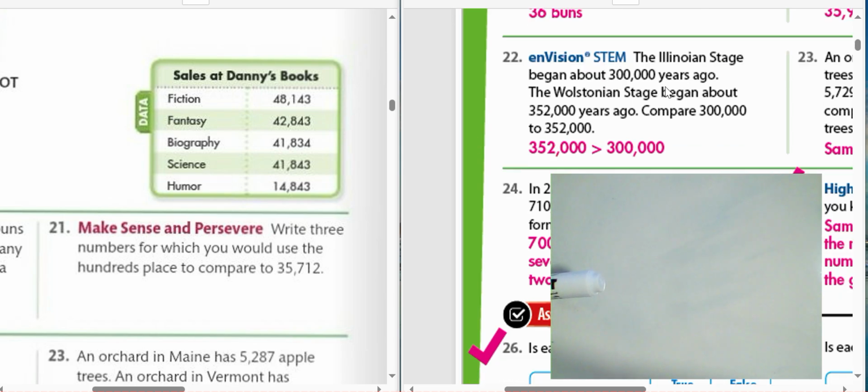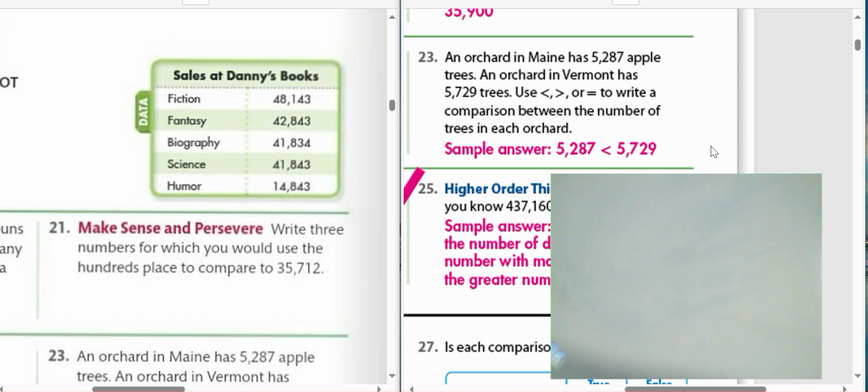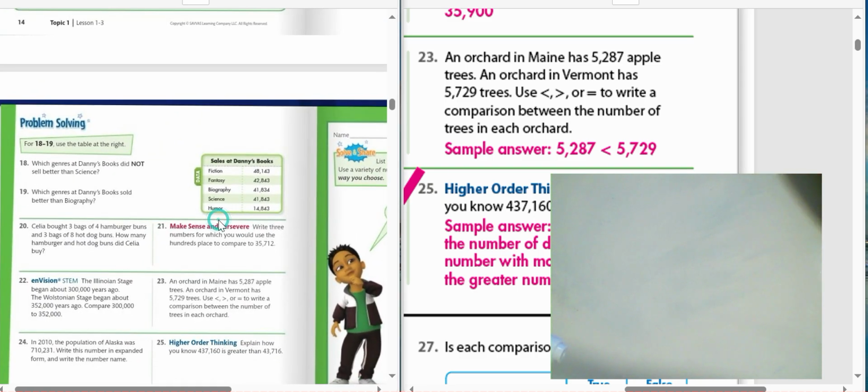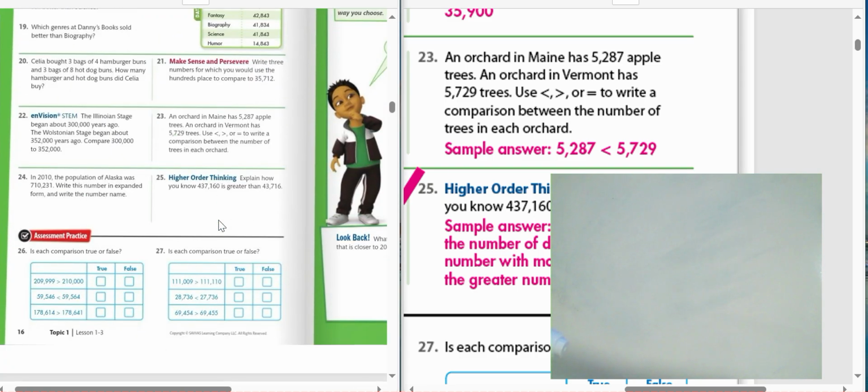Envision STEAM. This question is STEAM. Okay. The Renaissance stage began about 300,000 years ago. The Wallenstein stage began about 352,000 years ago. Compare 300,000 to 352,000. Which is greater? It's an easy question. We know 352,000 is greater than 300,000. Okay, my students, understood? It's page number 16. Now we'll solve question number 23.